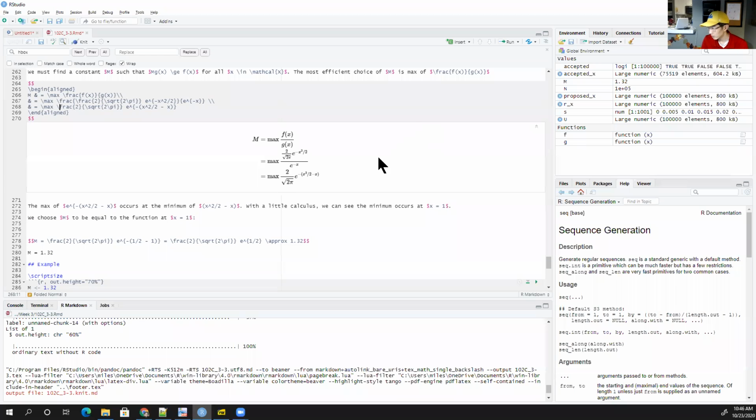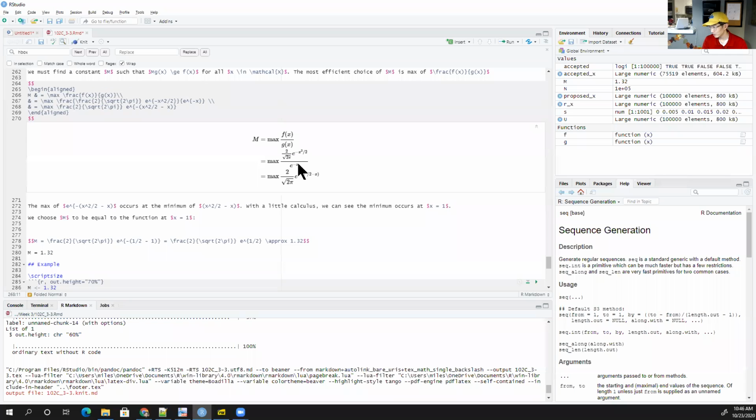So here, I don't know if you guys can see this. What we want is to find the maximum of f divided by g. So here I have the PDF of f, which is 2 divided by root 2 pi e to the negative x squared over 2. And then the PDF of g is e to the negative x.